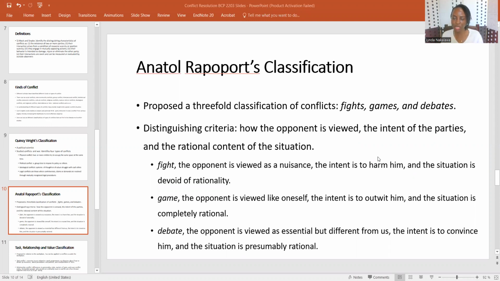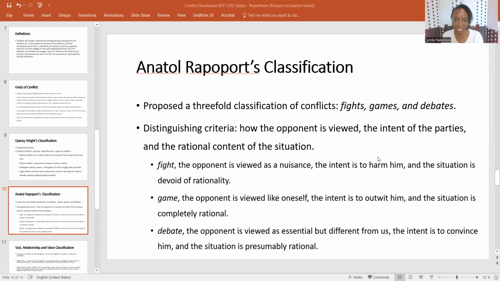When we talk about rational content of the situation, we mean how much thought or thinking, rationality goes into this situation and how much of it is just emotion, and usually negative emotion. So the things, according to Rappaport, that differentiate fights from games and debates is how you view your opponent, the intentions of each party, and the level of rationality or thought processes that go into the situation. So with those in mind, let us see how he distinguishes fights from games, from debates.